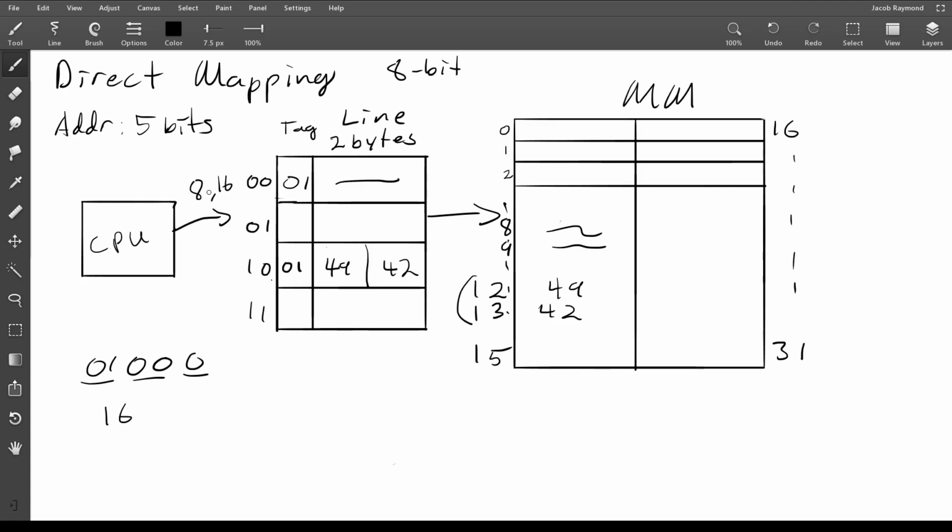And so what would have happened here is, 8 and 16, we would see, oh wait, it's not in the cache.